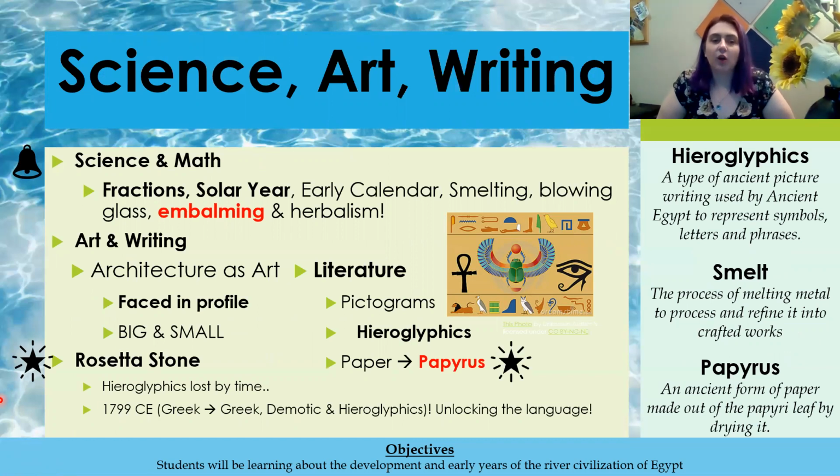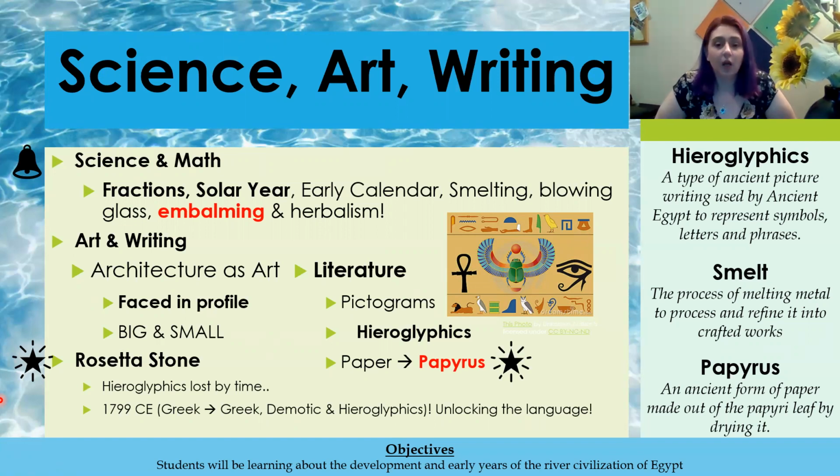So at this time, science and math were the two biggest things that were developed. You have the introduction of fractions. They figured out the solar calendar, so they developed a 12-month calendar with 365 and a half days, with 5 days put to the side for festivals. They have smelting, which is the melting of metals to process into refined goods, as well as blowing glass. Embalming, which would be how we have our first mummies, as well as herbalism, which would develop into medicine later on.